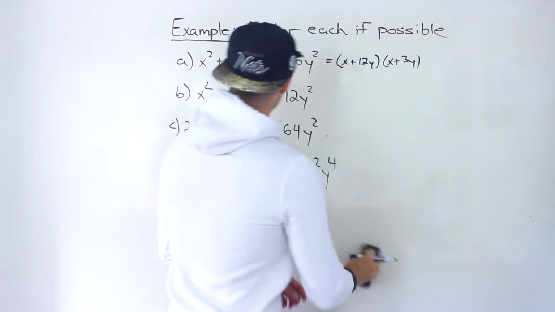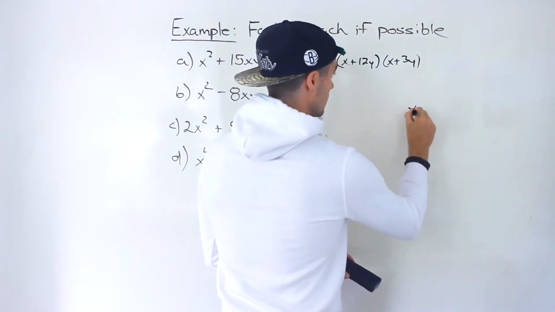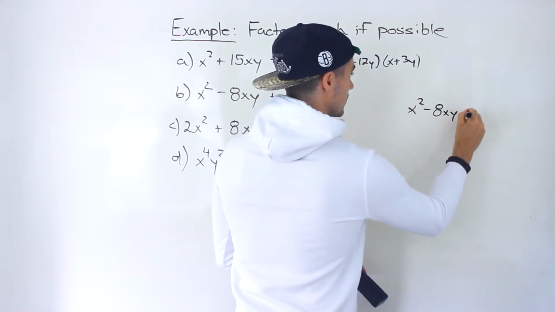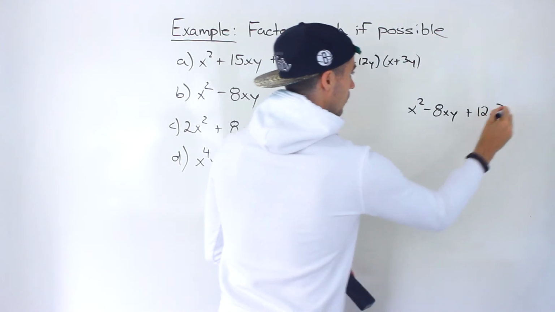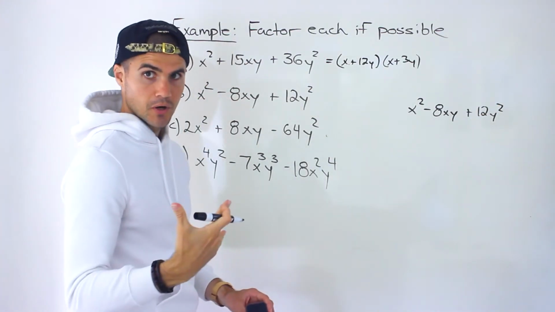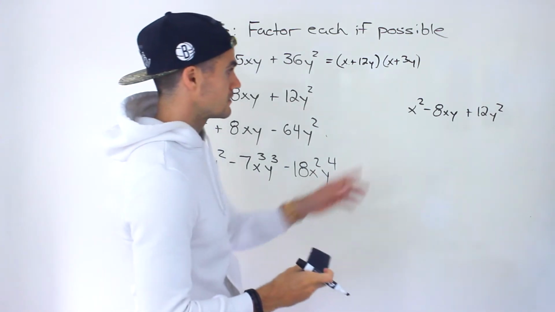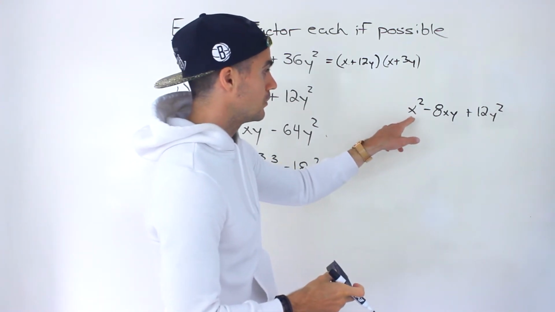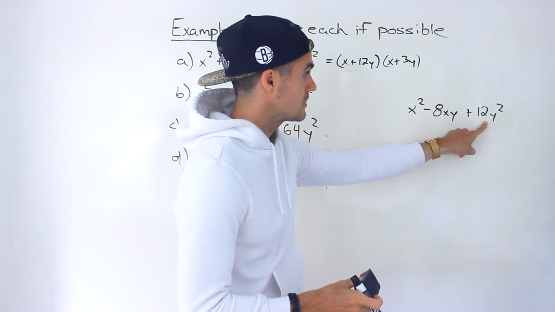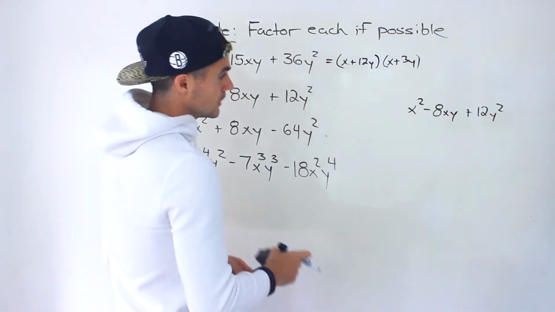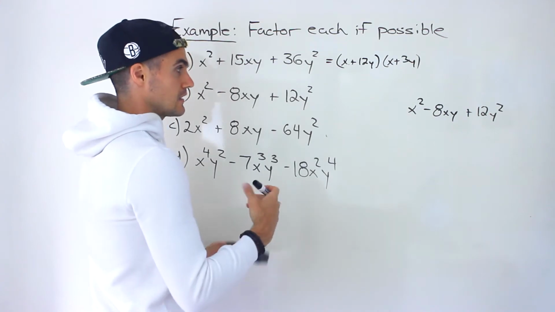We got what? x squared minus 8xy plus 12y squared, like that. First thing we always check, greatest common factor, can we take anything out? And we can't. Nothing with the numbers, the variables, x, but there's no x here. The y's, there's a y here, but no y right there. Right, so we can't take anything out initially.